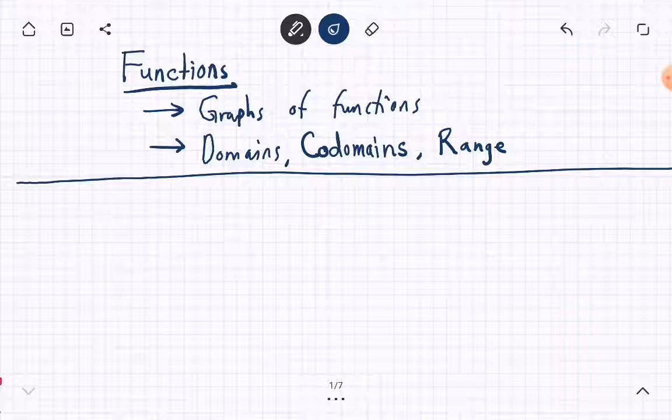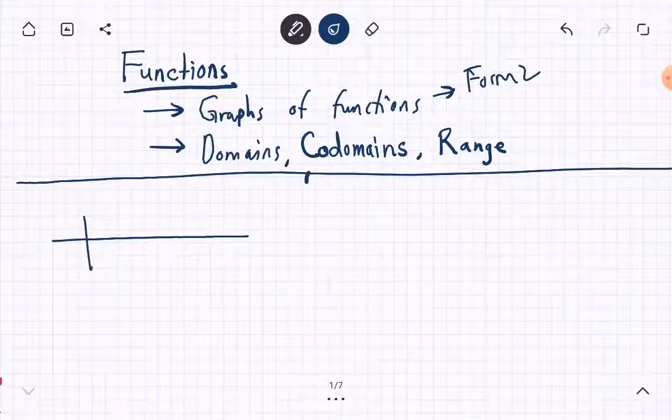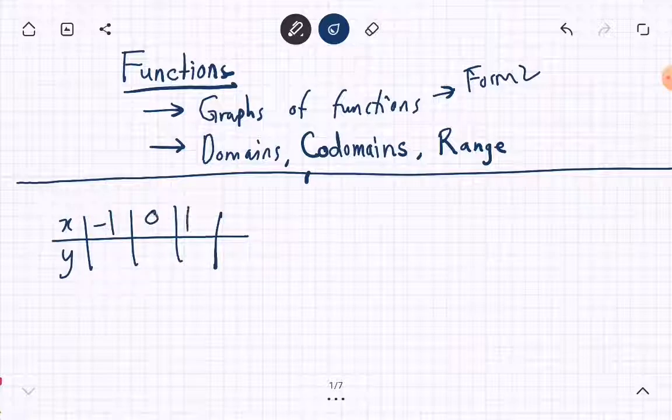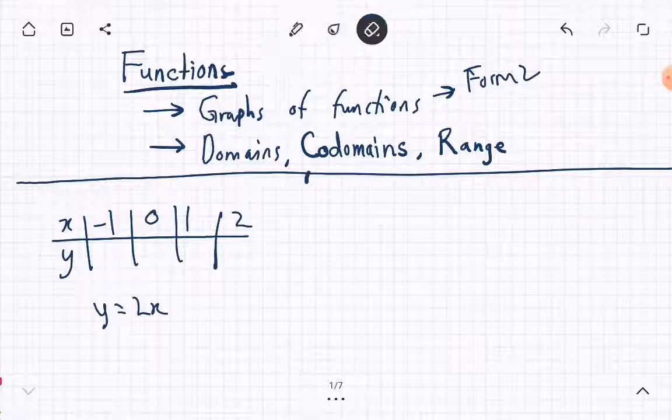Of course, the first part here you can recap from Form 2. The second part will be a bit new. In Form 2, what you probably did is you have this kind of x y table, 1 and 2, and then they will tell you y equals 2x, so you fill up the table and then you plot the graph.